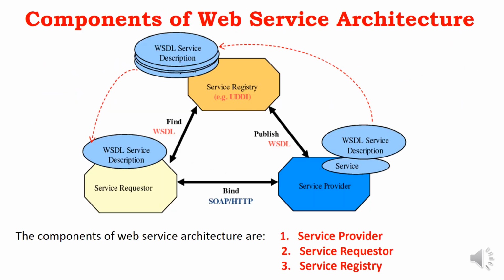Components of web service architecture. See the architecture. It contains service provider, service requester and service registry. Service provider creates services and publishes the details of service in service registry. Service requester searches the service registry for service and finds the location of service. Once it gets the location, it uses the service. This procedure is just like service-oriented architecture only.